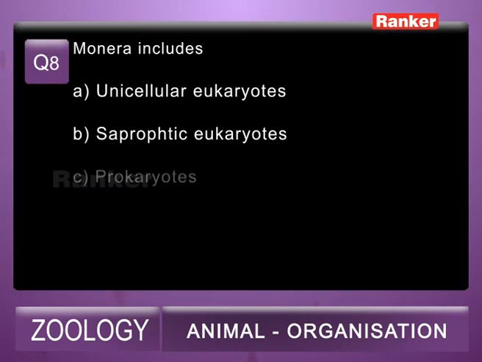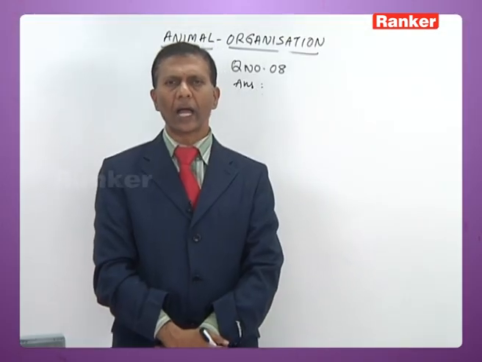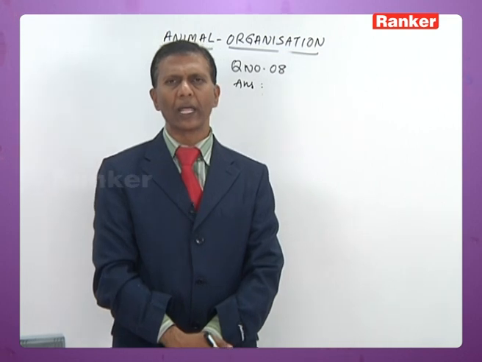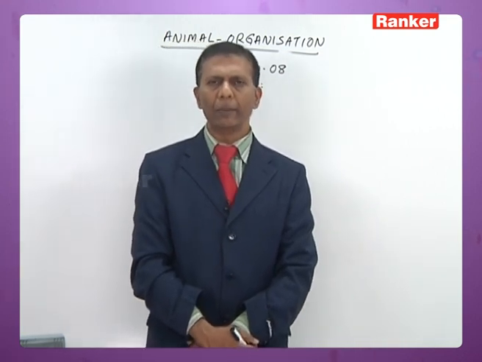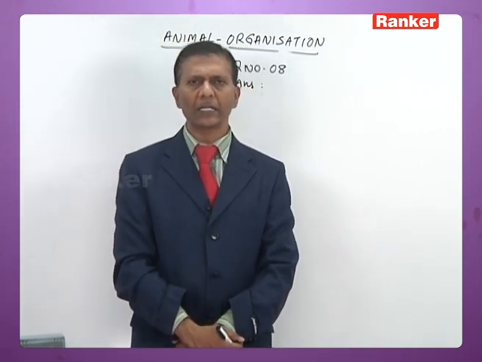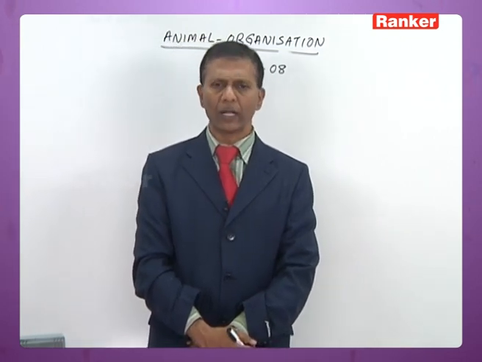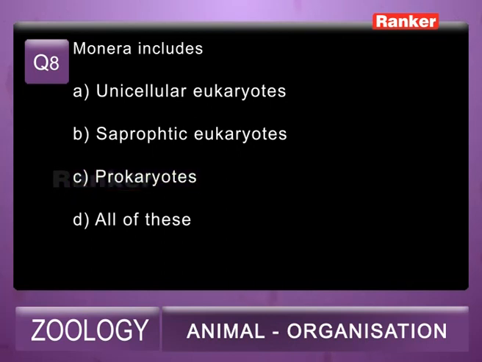Now question number 8, Monera includes A, unicellular eukaryotes, B, saprophytic eukaryotes, C, prokaryotes, D, all of these. So as I made a mention earlier, Monera includes exclusively the prokaryotic organisms like Eubacteria, cyanobacteria or blue-green algae, Archaebacteria, PPLO, pleuropneumonia like organism, Rickettsia. So all of them are referred to as prokaryotes. So eighth question correct answer is C.